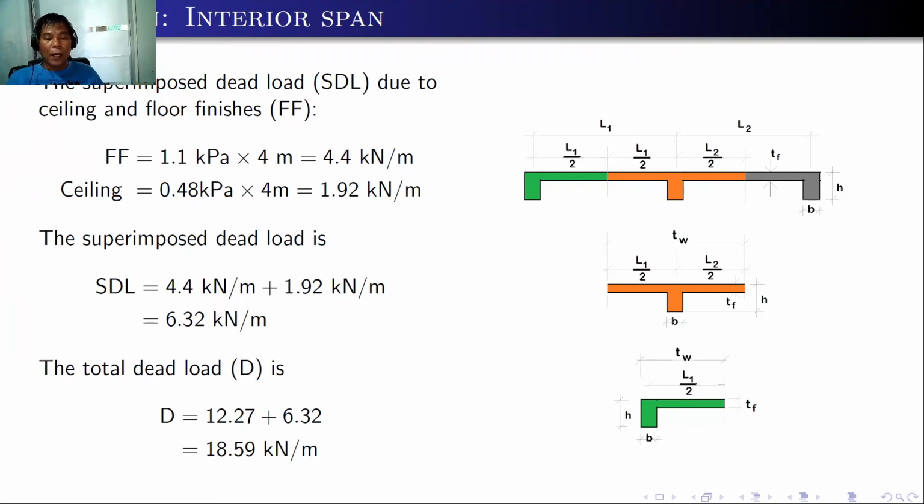So this is a realistic value. When you are designing, you should be able to get around this value, or you can just use 18.6, or 19 kilonewton per meter, or even 20 kilonewton per meter. It depends on you because you are the designer. At least you should not go below this one. Okay.